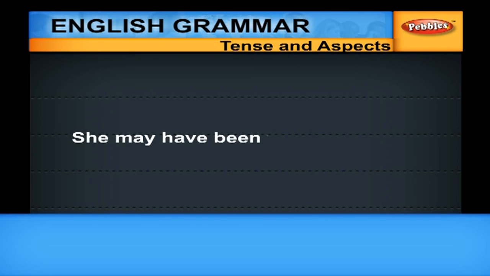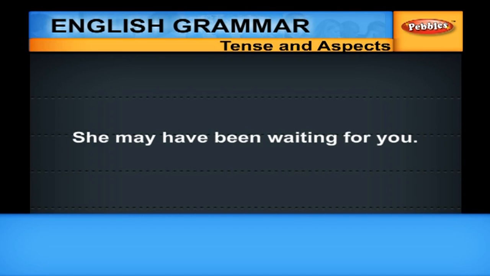She may have been waiting for you. Here you have one main verb, waiting. The helping verbs are may, have, been. So a verb can have one word or up to 4 words. One will be a main verb and the others will be helping verbs.